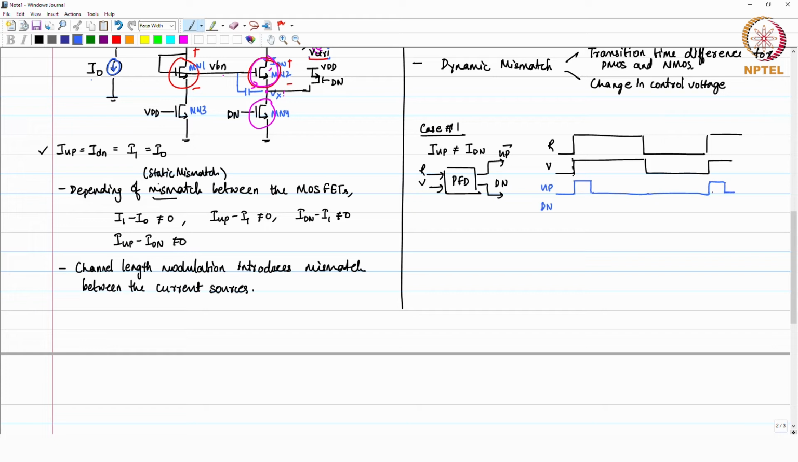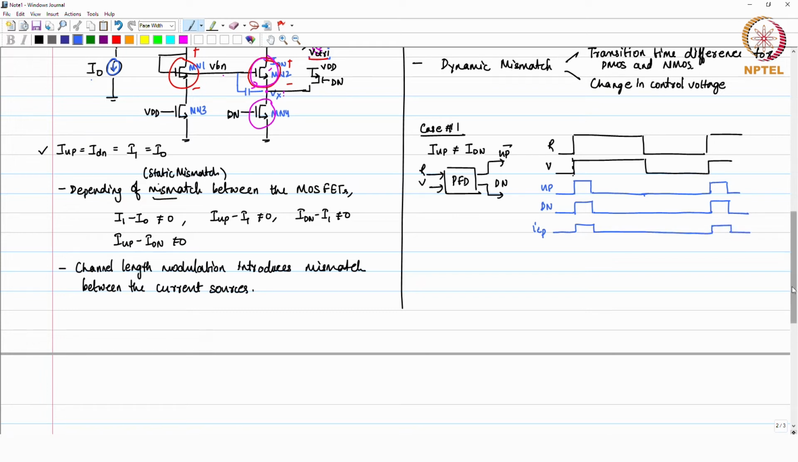This will happen when you have the phases aligned. You will have up and down, but because your I up minus I down is non-zero, you will see a charge pump current ICP with whatever difference you have, I up minus I down, like this.